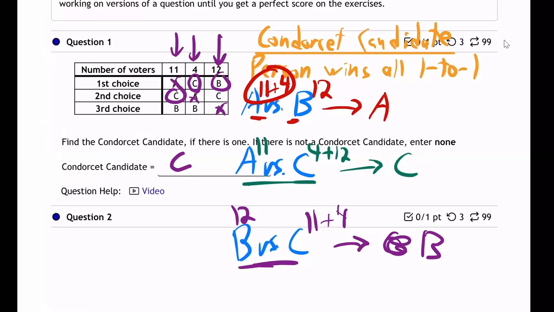So in that case, there's no clear crowd favorite. There's no clear Condorcet candidate is what they call it. That can happen where nobody actually wins all their matches. Everybody loses one somewhere along the way. And if that's the case, you enter none. But that was not the case here. In our situation, C won all his matches. So he's the Condorcet candidate. There we go.